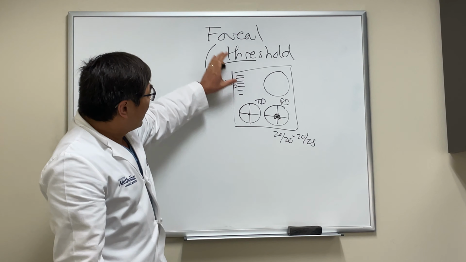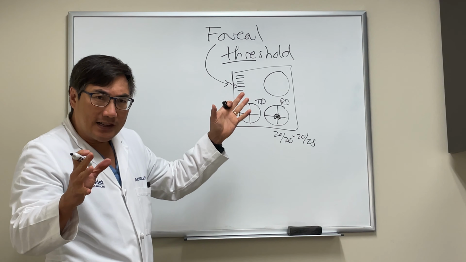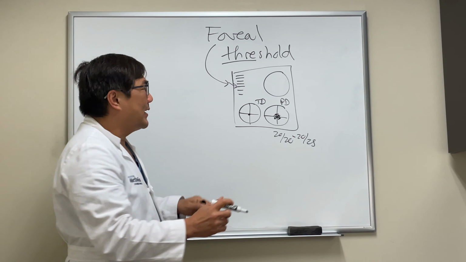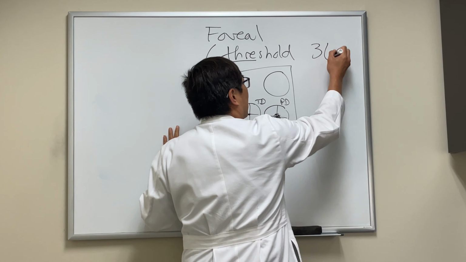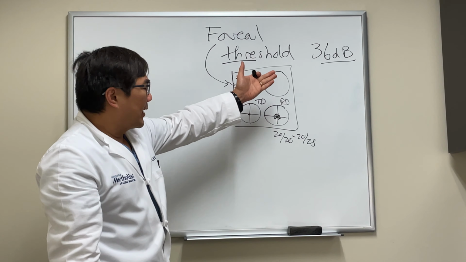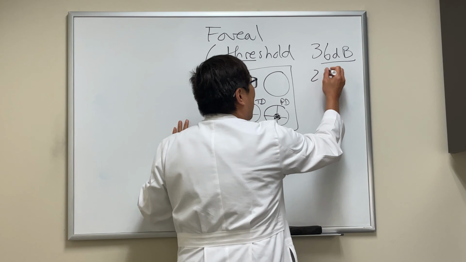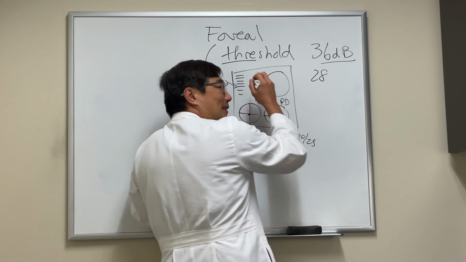The foveal threshold is super important because it comes back just like the other points on the Humphrey, in decibels. A 36 dB foveal threshold would be equivalent to 20/20 vision. But what if it's 28? Well, then that means there's a spot that's decreased there.